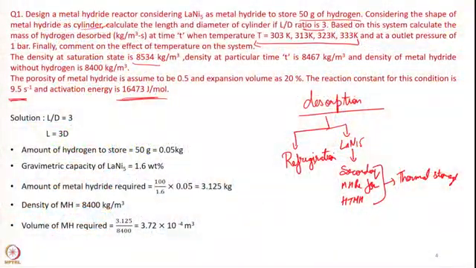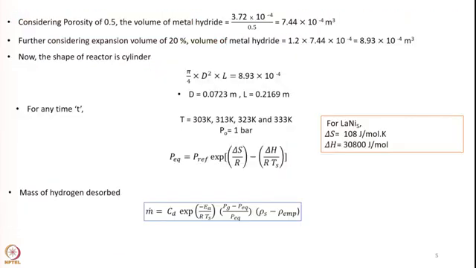Now this problem again starts with the L/D ratio of 3. From here we were able to calculate L equals 3D. The amount of hydrogen stored is again 0.05 kg. Gravimetric capacity is 1.68%, and accordingly the amount of metal hydride required is 3.125 kg. The density of metal hydride is 8400, from where we have calculated the volume of metal hydride. Now considering the porosity of 0.5, the volume of metal hydride comes out to be 8.44 × 10^-4 m³.